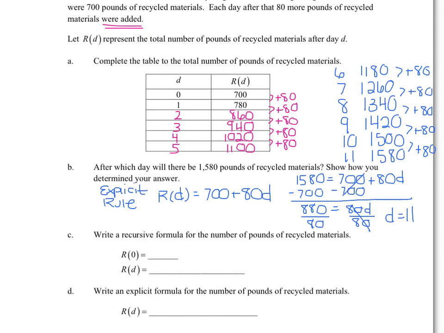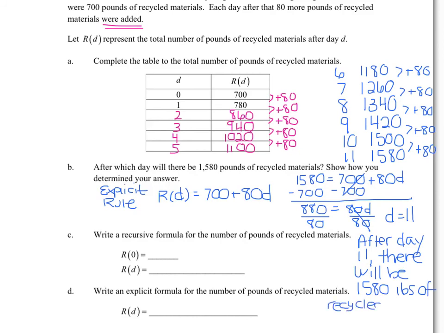So we can say after day 11, there will be 1,580 pounds of recycled materials.